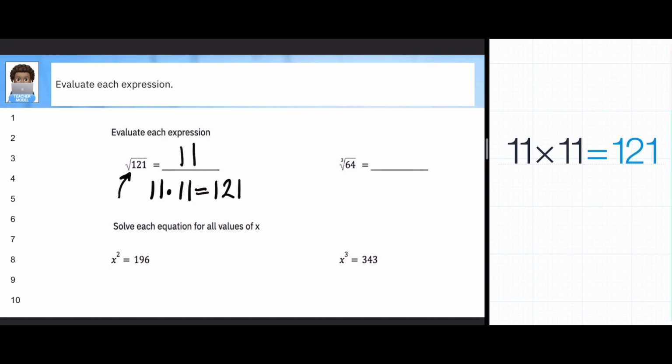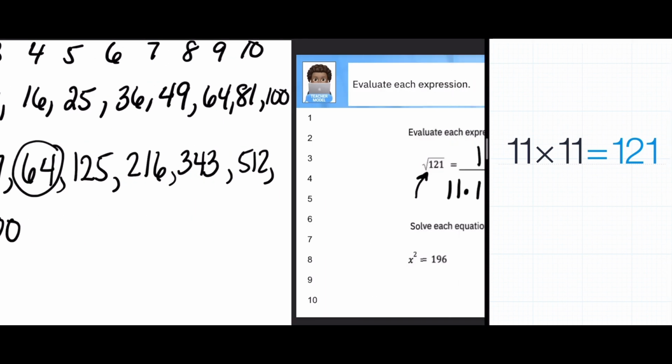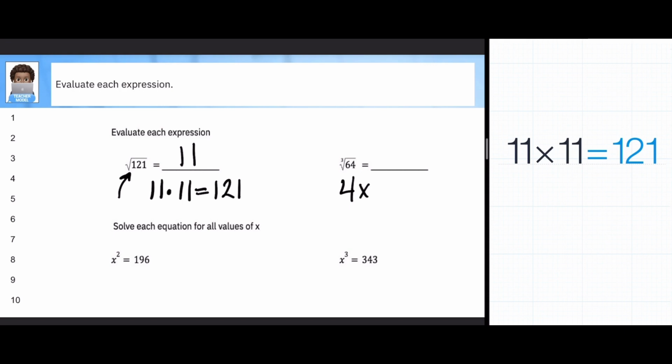How about the cube root of 64? Well, I recognize this one too, because again, we just listed it, didn't we? It was right over here, 64. So 4 times 4 times 4 makes 64. So the cube root of 64 is 4. And that's what we want to do. You want to immediately just recognize these numbers. And once you recognize them, you know exactly what they're going to be.